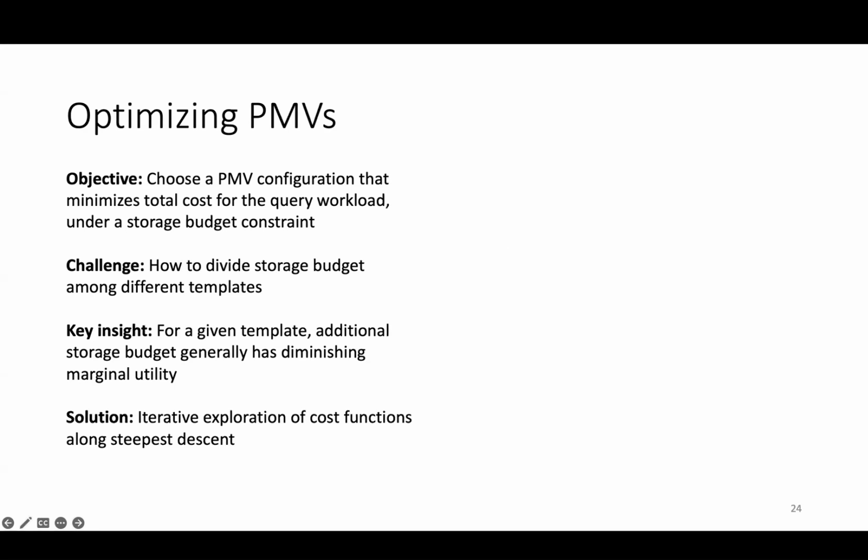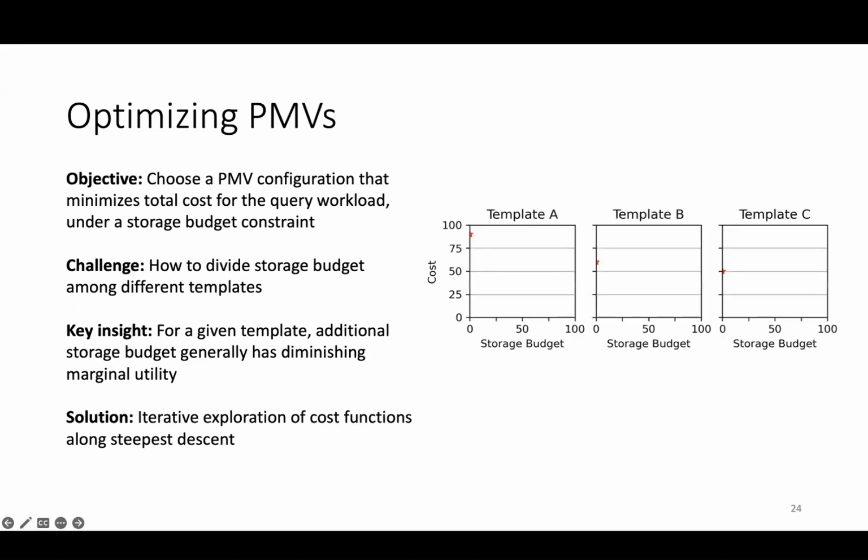Now, given this insight, our algorithm is to iteratively explore the cost functions of all templates simultaneously, starting from each template having a budget of 0, and then iteratively allocating a small amount of storage budget to the template for which the extra space would reduce cost the most. So here's an example of how we essentially explore the template that gives us the steepest descent towards lowest cost. Now we configure this step size in such a way that the overall complexity of this optimization is linear in the number of query templates in the workload. And here, cost is over all queries in the template, not per query. And so the cost accounts for any differences in the frequency that each template is used.